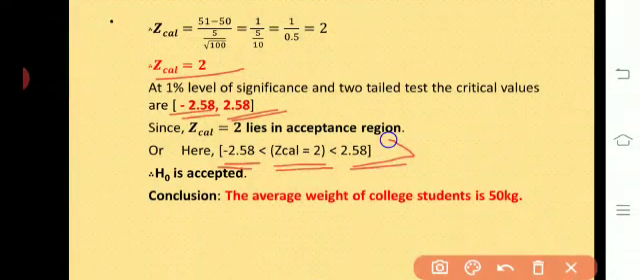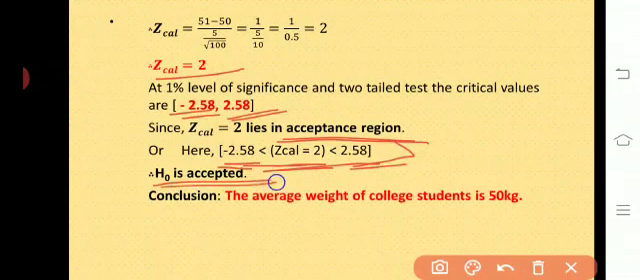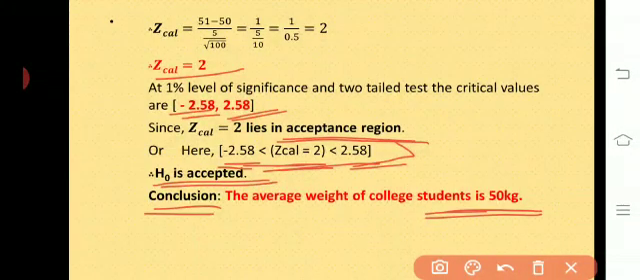So based upon this we can say that z calculated lies in the acceptance region. You can refer to the previous video to understand this better. Now since z calculated equal to 2 lies in the acceptance region, H0 is accepted, and H0 accepted means mu is equal to 50 is accepted, and the conclusion is the average weight of college students is 50 kilogram. So this is the solution for the first question.